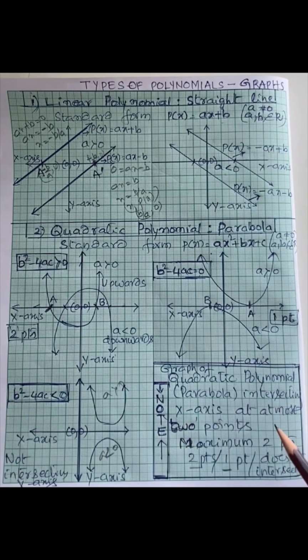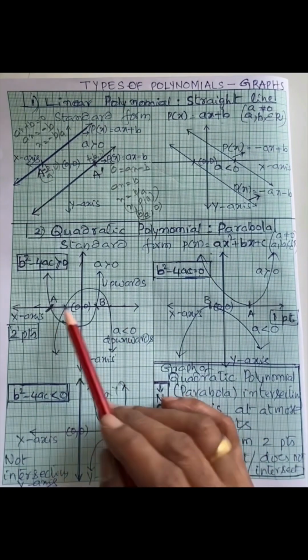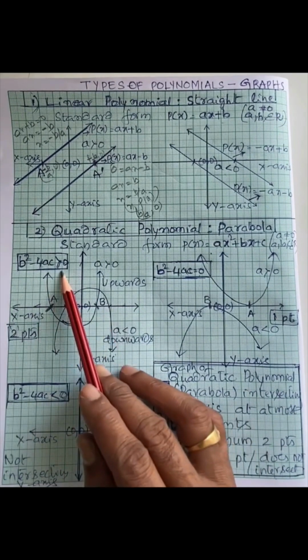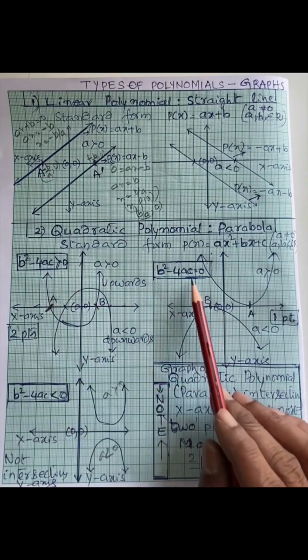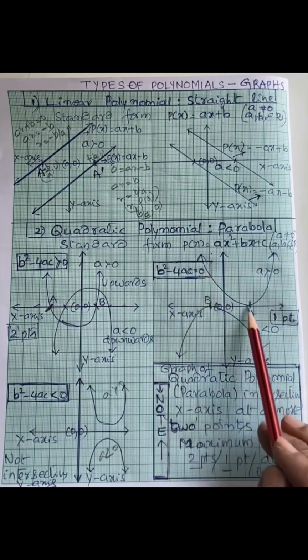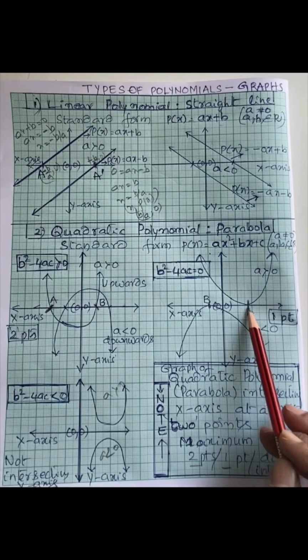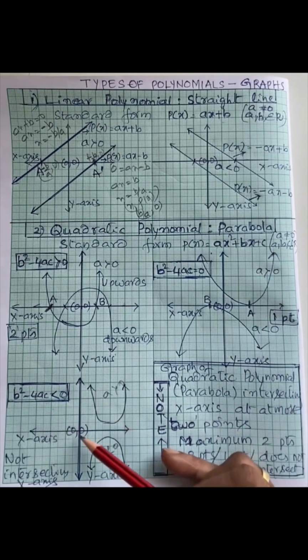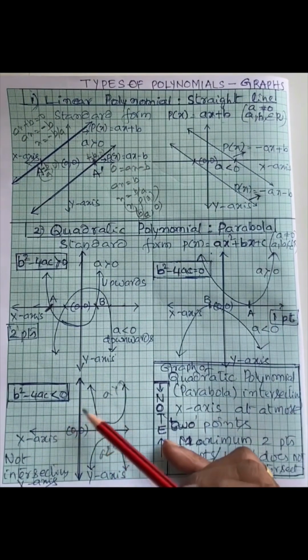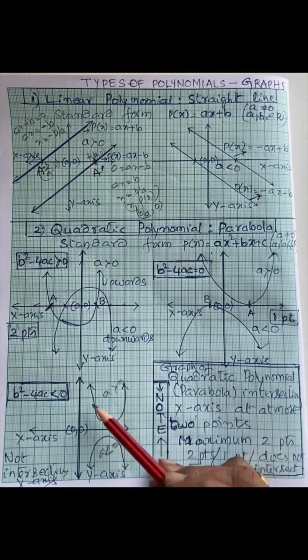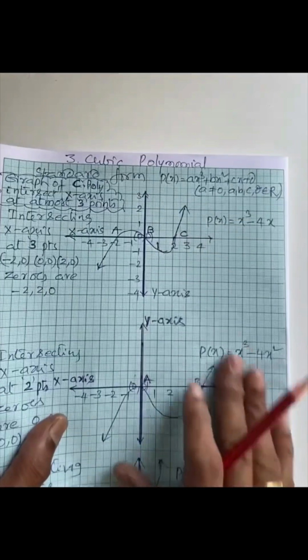Remember, a quadratic polynomial's parabola intersects the x-axis at most 2 points. It will cut at 2 points if b square minus 4ac is greater than 0. If b square minus 4ac is equal to 0, it will touch at only 1 point. If b square minus 4ac is less than 0, the discriminant is less than 0, and then it does not touch the x-axis at any point. This is a cubic polynomial.